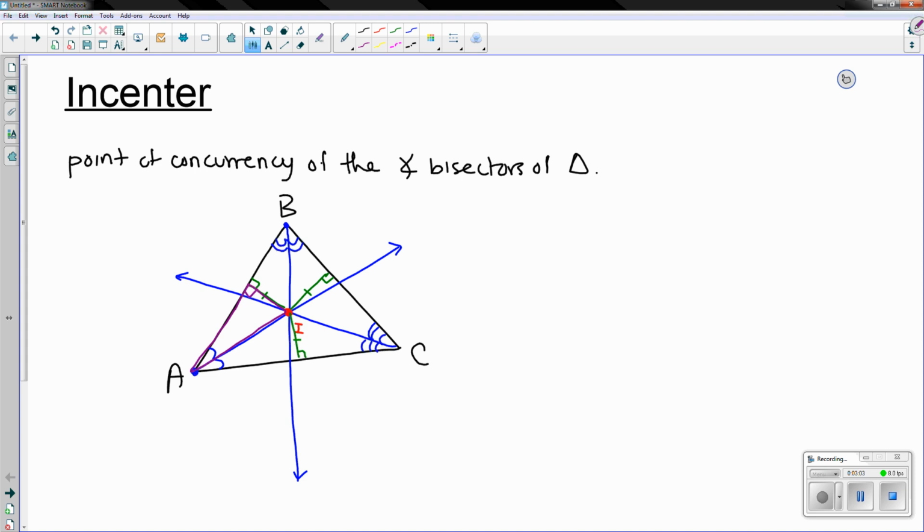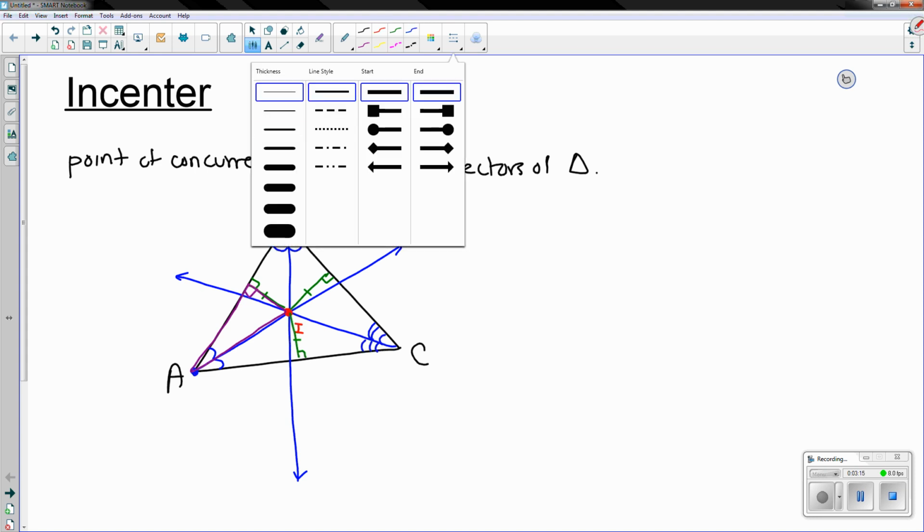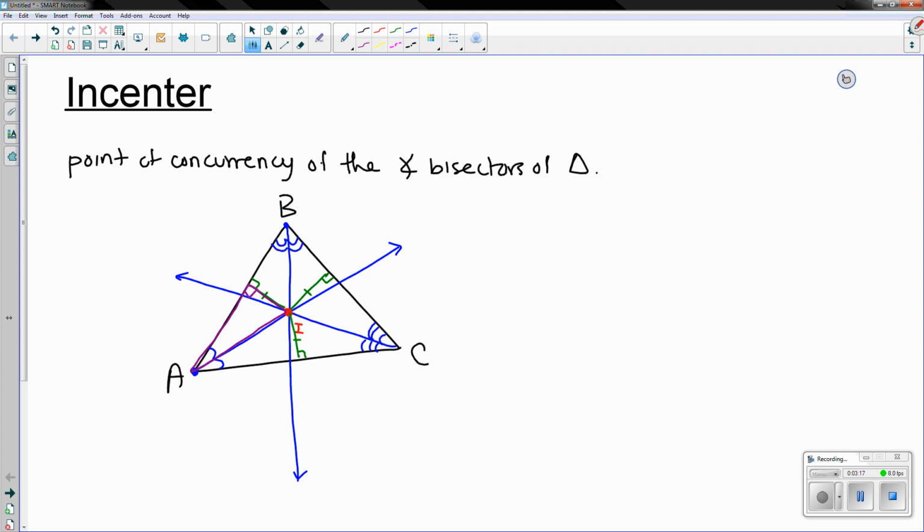The other reason why it's called the incenter is because it is the center of the inscribed circle. The inscribed circle is a circle that is on the inside of the triangle, and I'll do it in red to the best of my ability, where it hits the sides of the triangle. So that point I is the center of that inscribed circle.